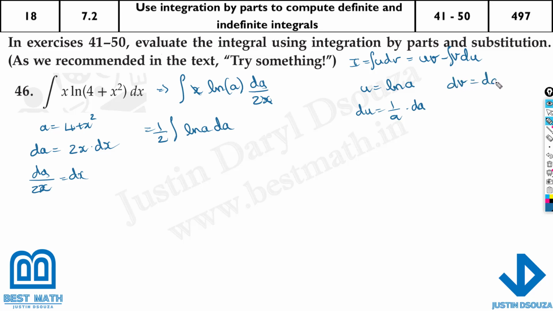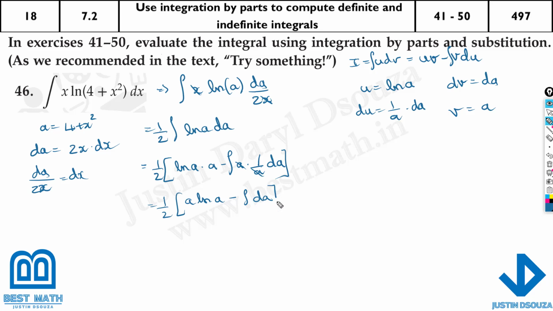dv will be equal to dA, or v is equal to a. That's it. So I'll substitute over here. It'll be half, and the integration is gone. Why? Because I'm applying the formula. Now what is u? ln a multiplied by v, which is a, minus integral of v, which is again a, into du, which is 1 by a dA. Now this cancels off. What happens? It'll be half a ln a minus, what is integration of 1? It's basically integration of dA or 1 dA.